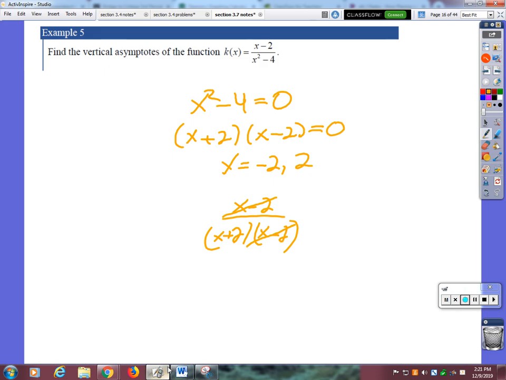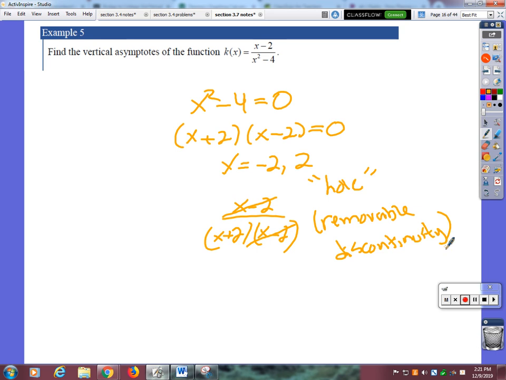But the only thing that is different is that since it cancels from the top, you don't get a vertical asymptote. What we get there is called a hole, but what we will officially call it is a removable discontinuity. The reason it's called a removable discontinuity is because you can just remove it by canceling these things.